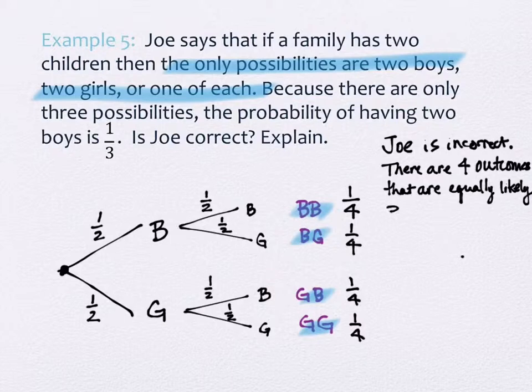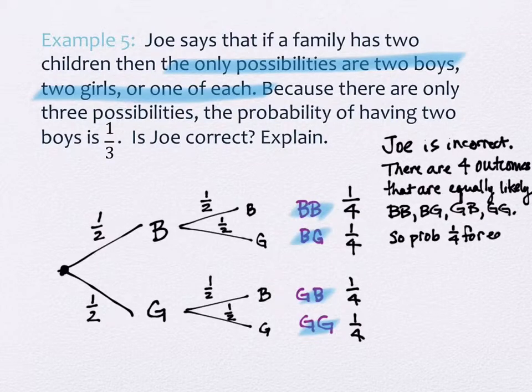And you could even identify them the way we did in our diagram. Boy, boy, boy, girl, girl, boy, girl, girl. So probability 1/4 for each.